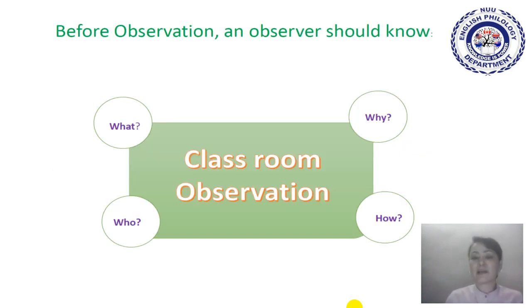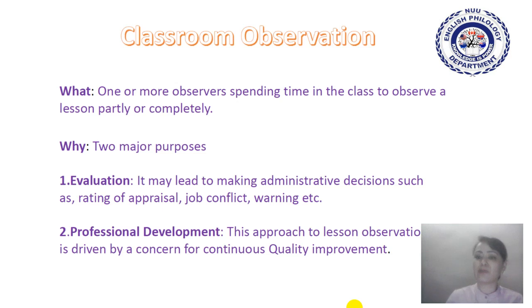Before entering the class, observers should know what kind of class it is, why they are entering the class, who could be the observer, and how they could observe the lesson. An observer could enter the class and observe some part of the lesson, or the whole lesson. And why does an observer enter the class? The observer wants to evaluate the class.